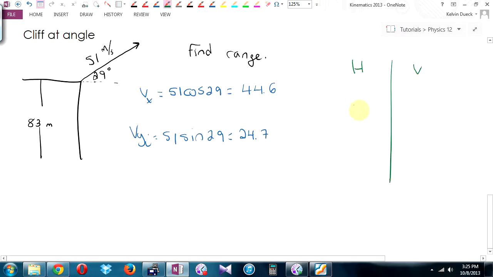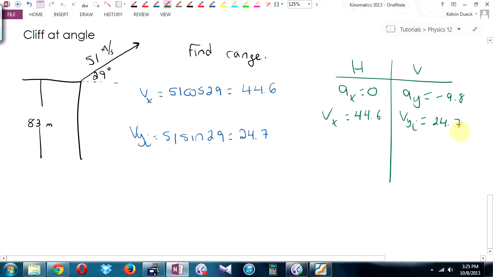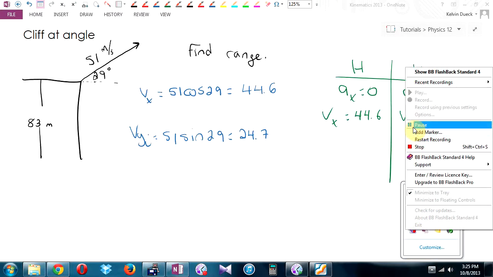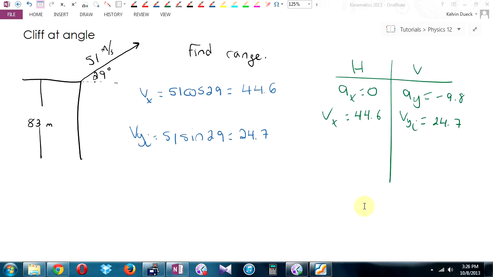Horizontal, vertical, big letter T. AX, nothing. AY, something. VX, 44.6. VY initial, 24.7. By the way, I think you know this, but I'll ask again. How come I always put an initial on the VY, but I don't bother on the VX? Hang on a second. We're back. Why do I put initial on the Y, but not on the X? Because the x is constant.